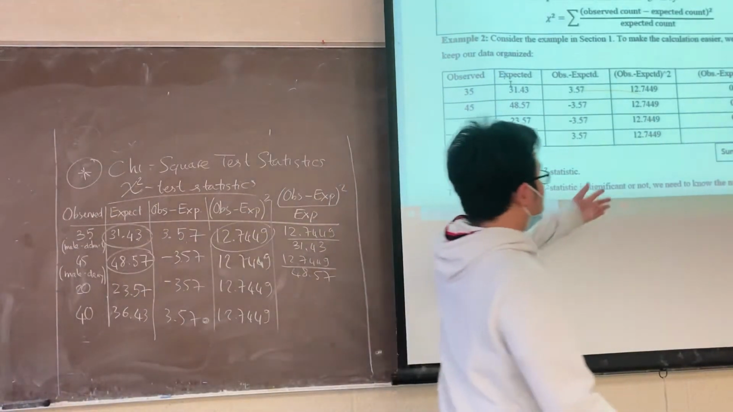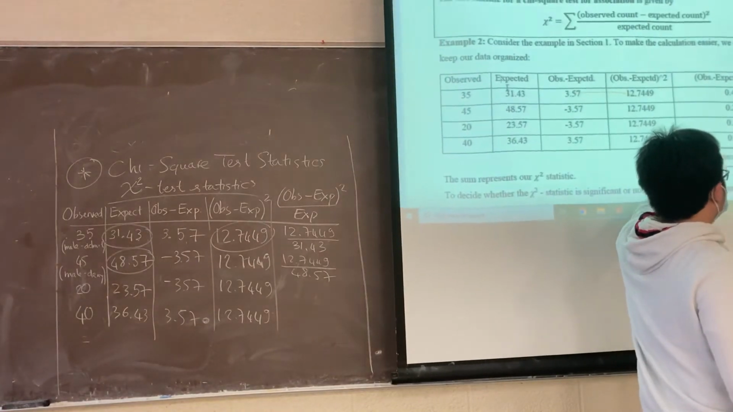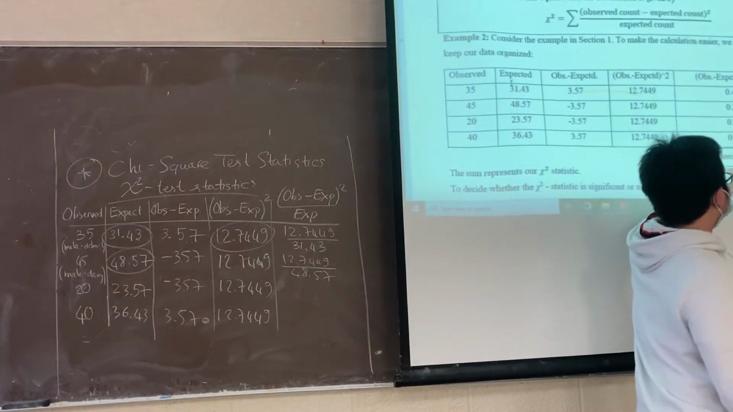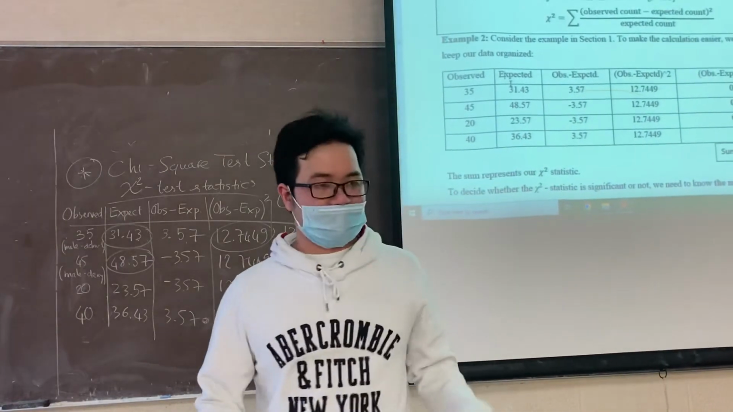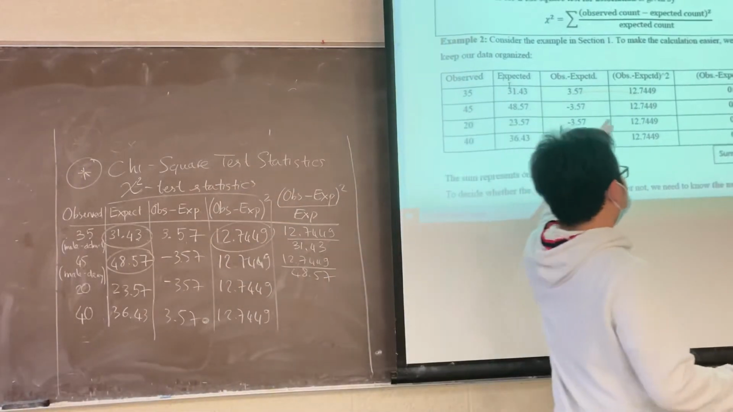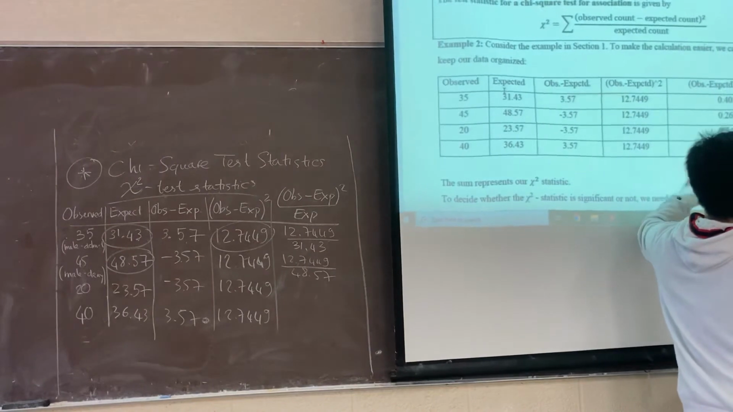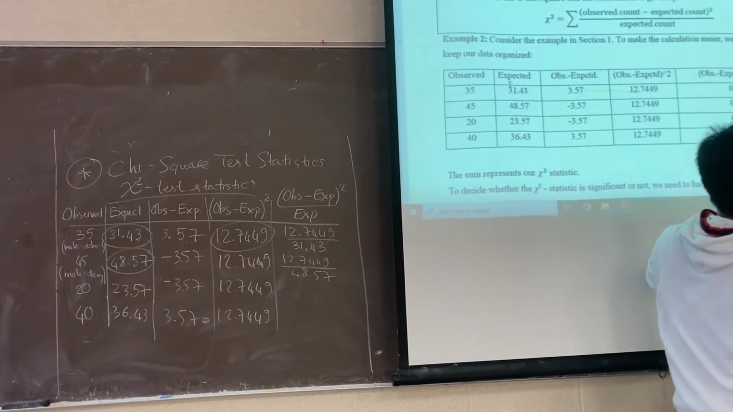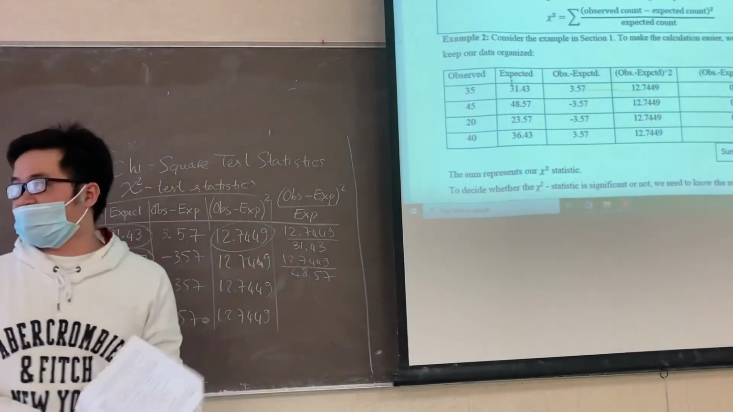After you finish the table like this, you take the sum of these values. The value here is exactly the chi-square test statistic you need to find. When you finish the table, you make the sum of the final column. The sum here is the chi-square test statistic we need to find.